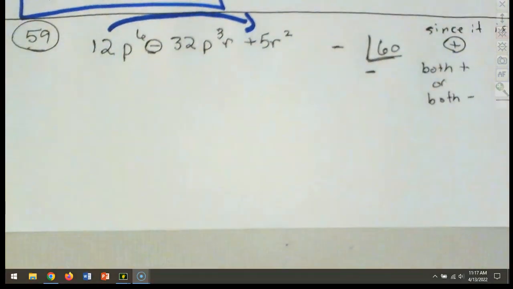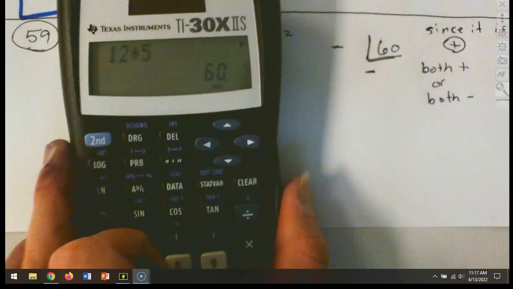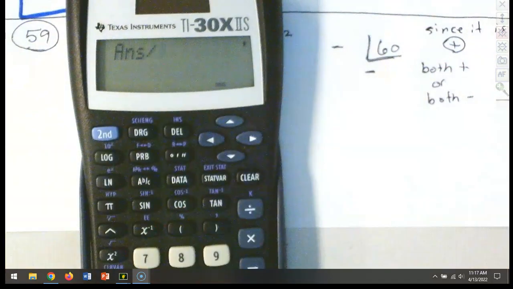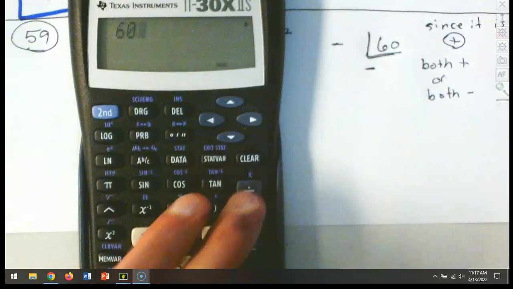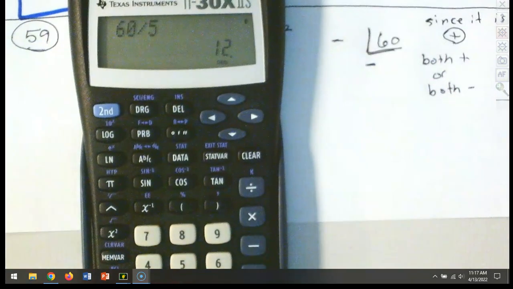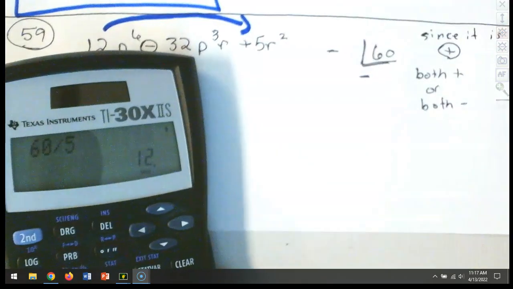Well, it ends in a 0. So if it ends in a 0, we're going to try multiples of 5 and 10. So let's start with 60. All right, and we're going to take this 60 and divide it by 5. 5 and 12, that gives you 17. We needed a 32.